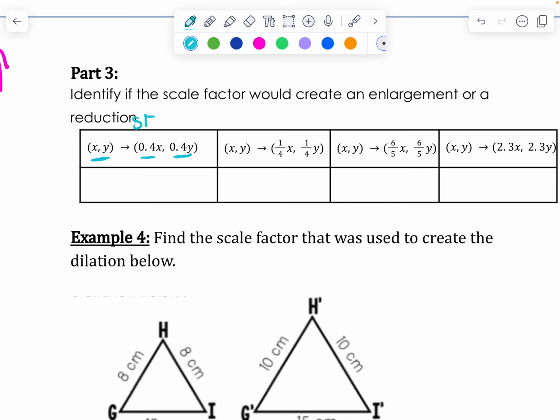Your scale factor for the first one is going to be 0.4, which is like 40 cents. I know that's going to be less than 1, so I know that's going to be a reduction. So then all you have to do is write down the word reduction.